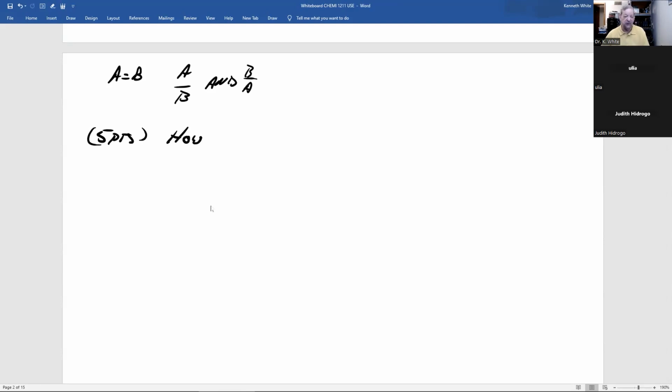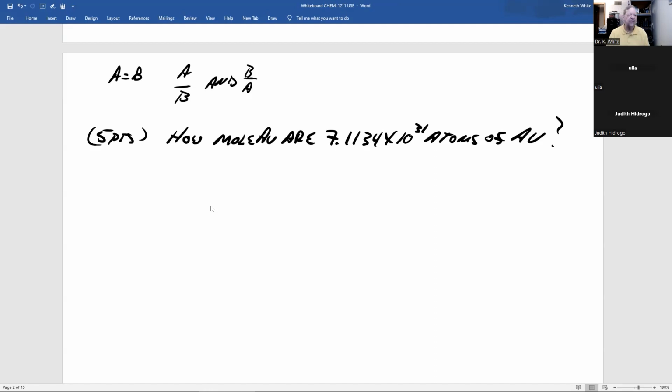Let's go real expensive. All right, 5 points. How many moles of Au, remember that's gold, are 7.1134 times 10 to the 31st atoms of gold?